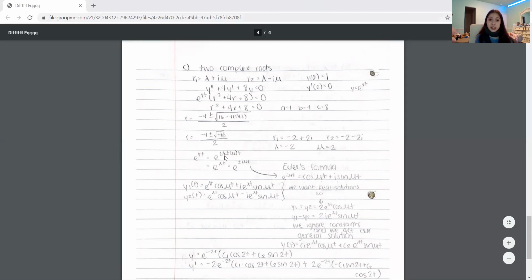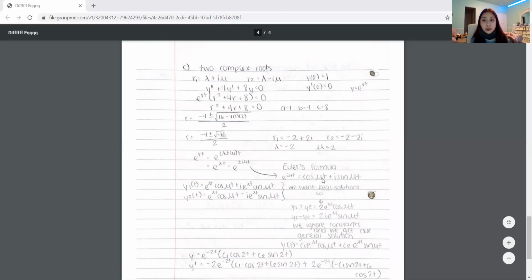So we know that r is equal to our roots. So they're going to look like this. And then we can separate that. And we have a formula for this, which is called Euler's formula. So e to the i mu t is equal to cosine of mu t plus i sine of mu t. And with this, we can get y1 and y2.